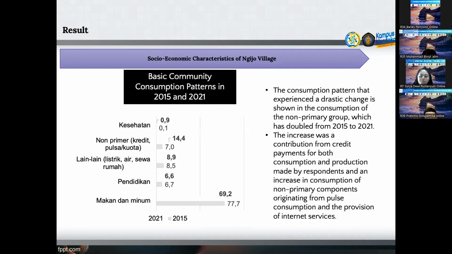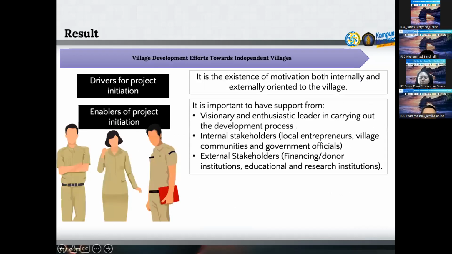All right, moving on to the socio-economic characteristics of Ngijo village. Most of their consumption pattern is located on basic daily needs, still on food and beverage. But as we investigate different time frames, we see slight decreases in their spending, especially on basic daily needs.